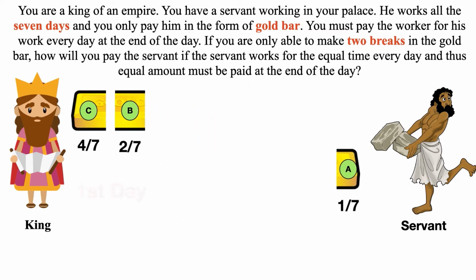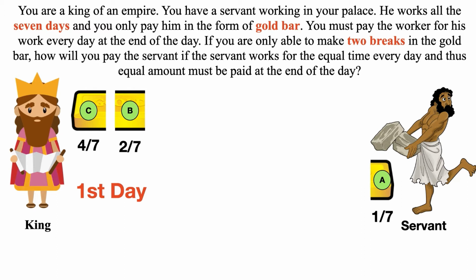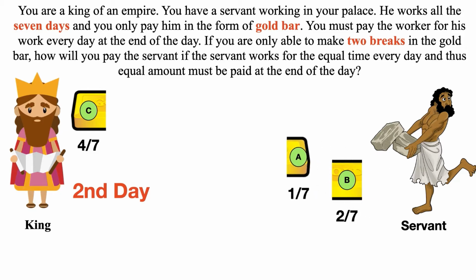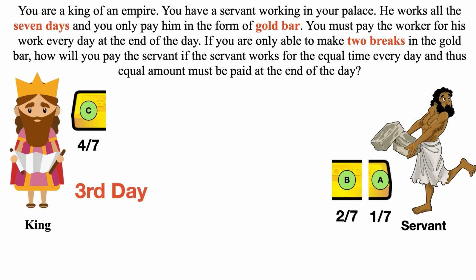When day 1 ends, give bar A to the worker. Here you remain with bar B and bar C. Worker possesses bar A. When day 2 ends, give bar B to the worker and take bar A back. Here you remain with bar A and bar C. Worker possesses bar B. When day 3 ends, give bar A to the worker. You remain with bar C. Worker possesses bar A and bar B.